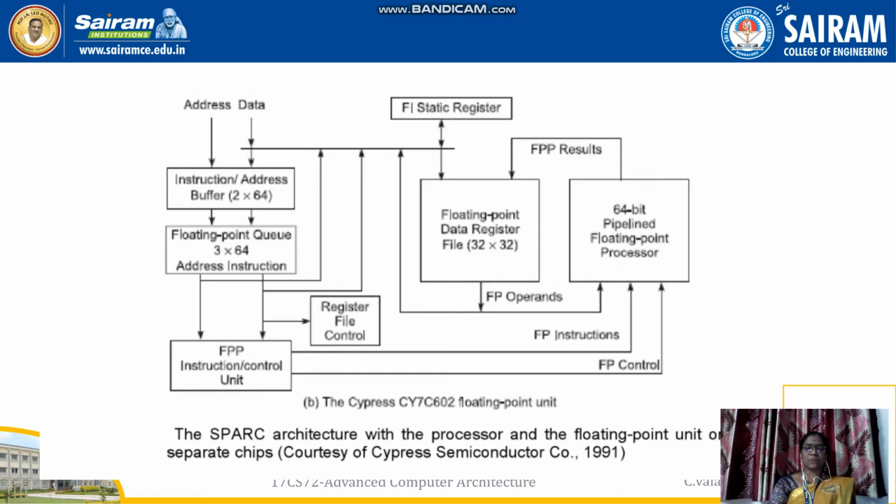Likewise, this Spark architecture has a separate functional unit for processing integer data and floating point data. Here in this diagram, we saw the Cypress CY7C602 floating point unit structure.